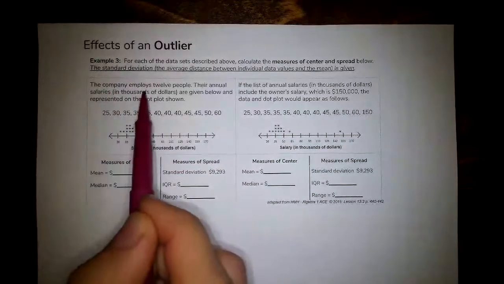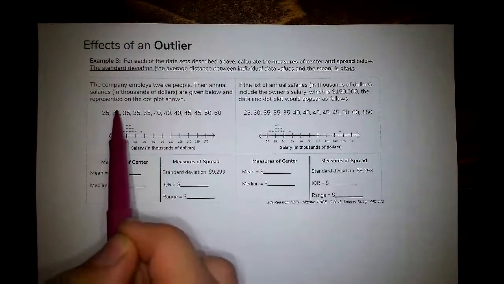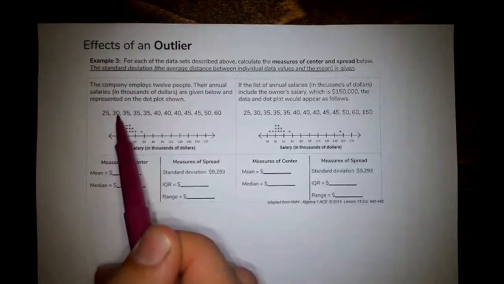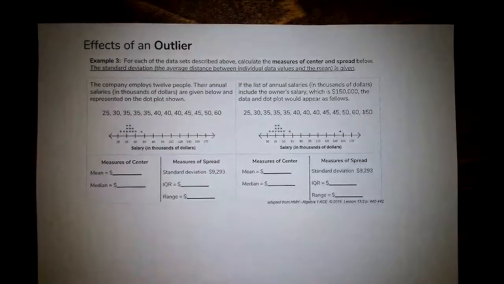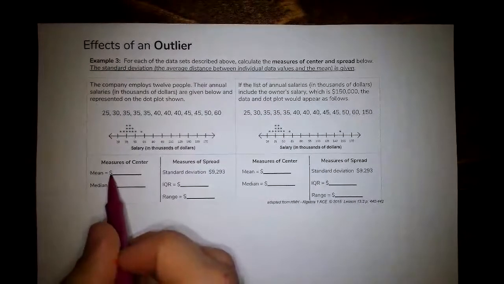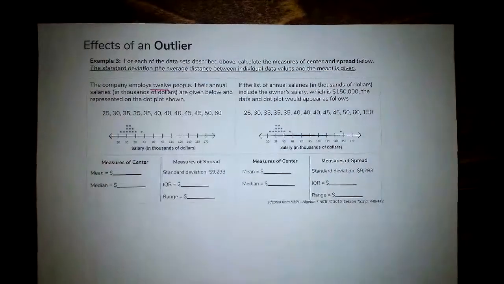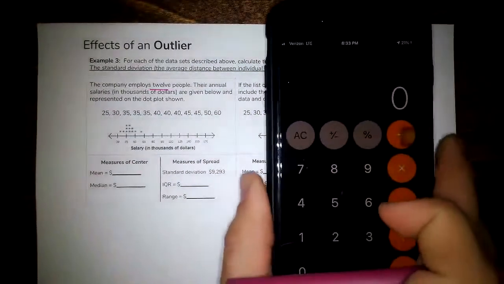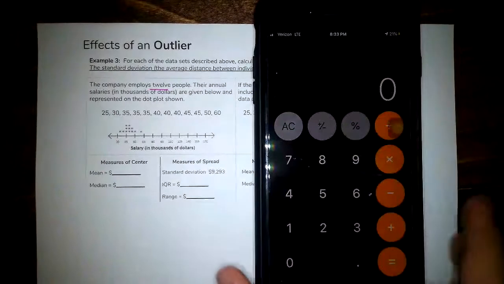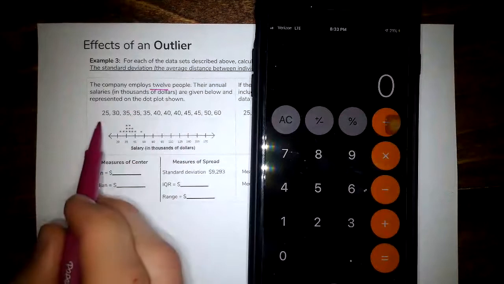Just for context, the company employs 12 people. Their annual salaries in thousands of dollars are given below. So 25 is 25,000, 30,000, 35,000, 35,000, so on. So to find the mean, we're going to take all of these, add them up, and then divide it by 12, because there's 12 numbers, right? So if I just find my calculator real quick. Because I know all of these are in thousands, I'm just going to keep that in mind, so I can just use these numbers.